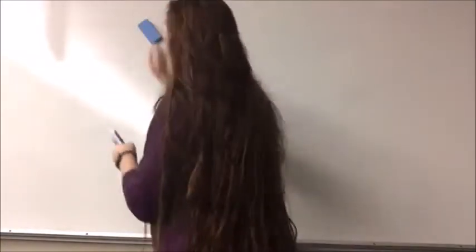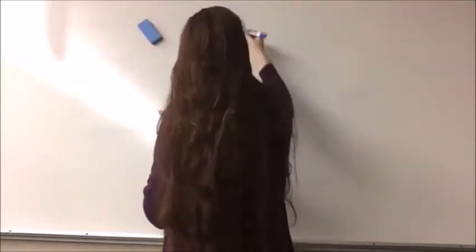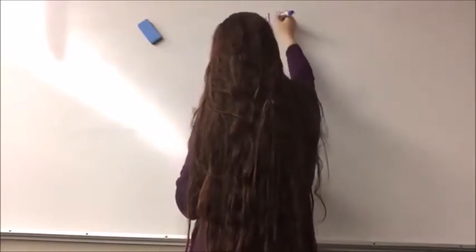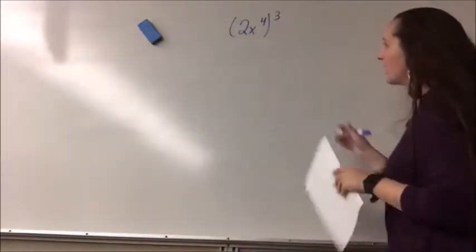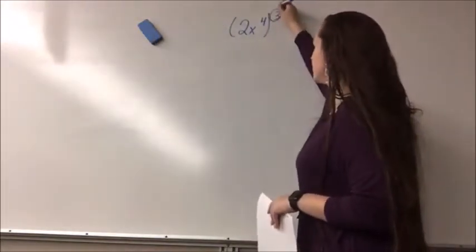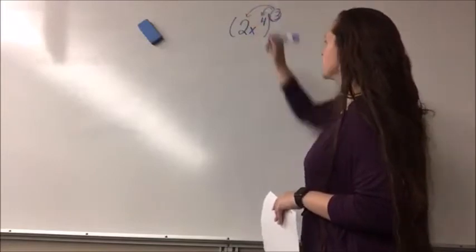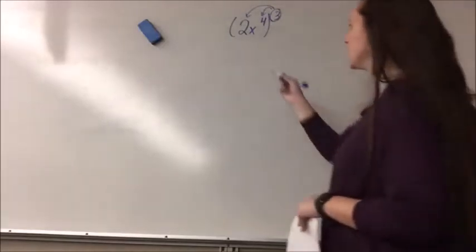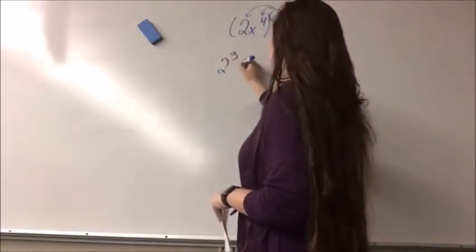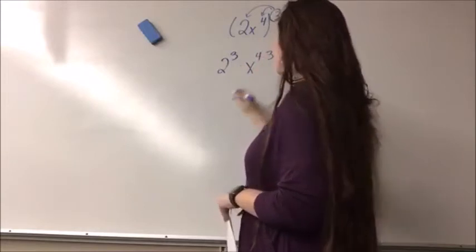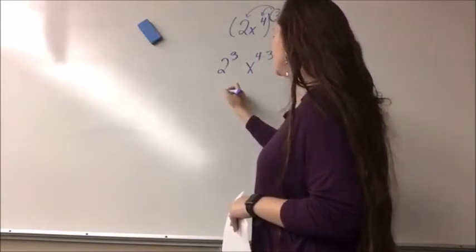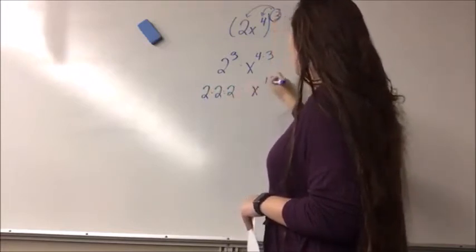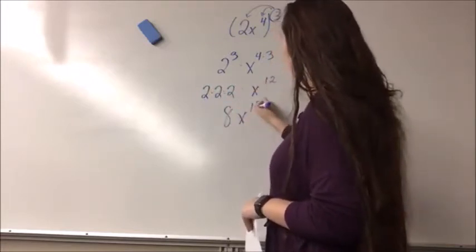Example 5 gets a little bit more complicated, but it's the same idea. 2x to the 4th raised to the 3rd power. Okay, so I have to take this 3 to each of the items inside the parentheses, so the 2 and the x to the 4th. So this gives me 2 cubed times x to the 4 times 3. So 2 cubed is 8, because 2 times 2 times 2 is 8. And this is x to the 12. So this is 8x to the 12th.